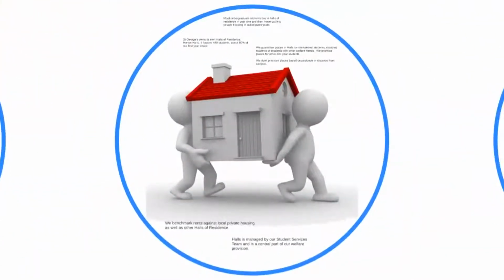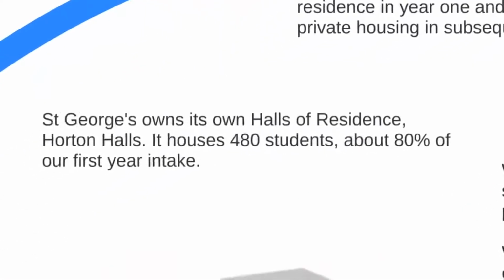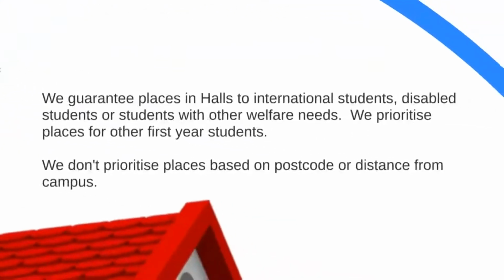And then lastly, a quick look at accommodation. So, things to know there. Most undergraduate students, certainly at St George's, live in halls of residence with us in year one and then move out into private accommodation nearby in subsequent years. That's the typical pattern. We own our own halls of residence, Horton Halls. It's about a mile away from the university main campus, and it houses 480 students. That's about 80% of our first year intake who live in halls of residence with us.